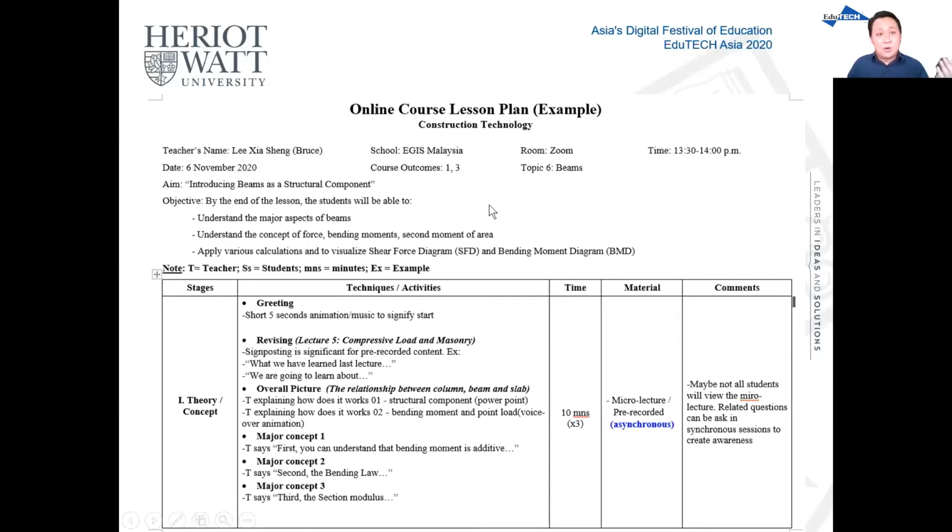So, stated objective should be communicated with the students, such as: by the end of the lesson, the student will be able to understand item 1, item 2, and to apply such and such skill. So this is stage 1. You can actually delegate the whole lesson into different stages.